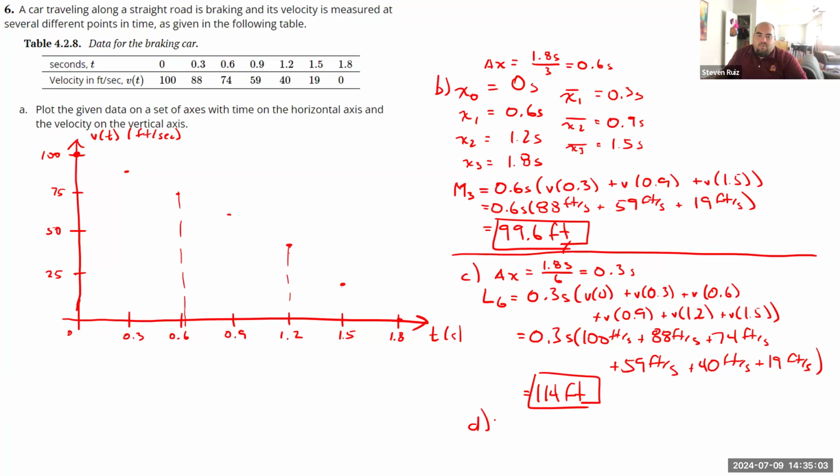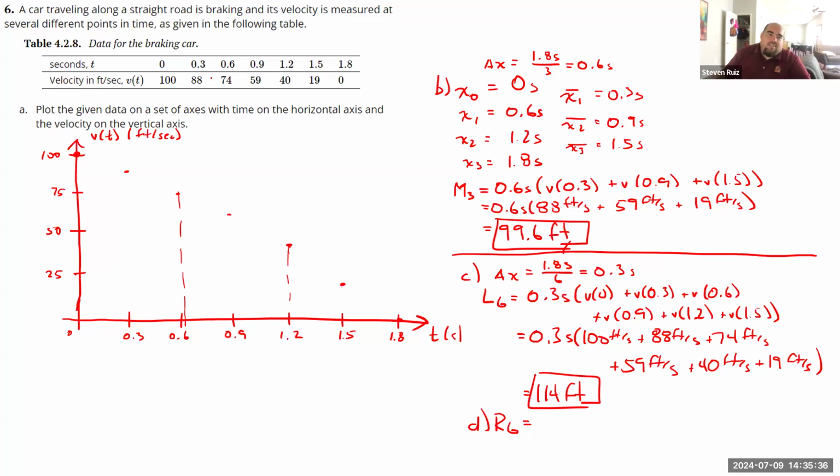But then, what about R6? So what's going to change from L6 to R6? What about delta x? I have the same number of intervals, so the delta x should still be 0.3. But what about the values where I'm sampling? Now I'm going to be sampling at the right end of every interval. So I'm not going to be looking at 0, 0.3, and so on. I'm going to be looking at 0.3, 0.6, 0.9, 1.2, 1.5, and 1.8.